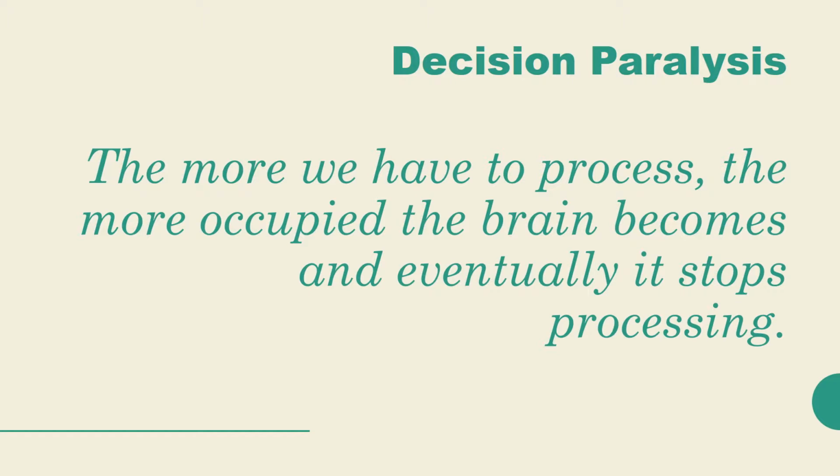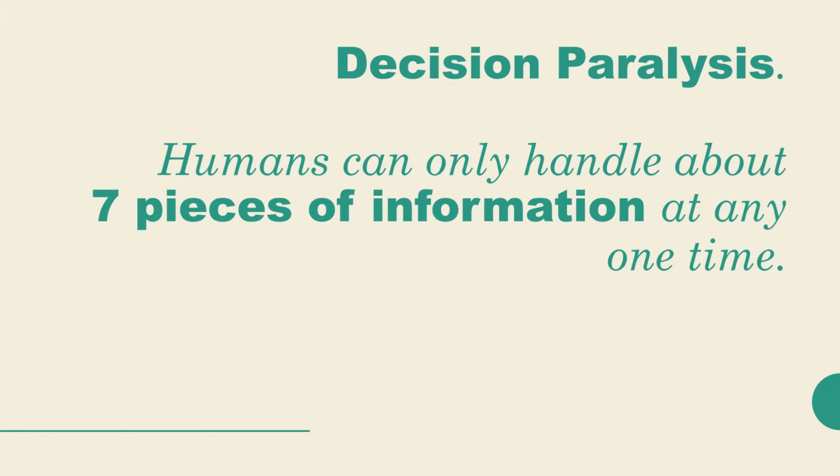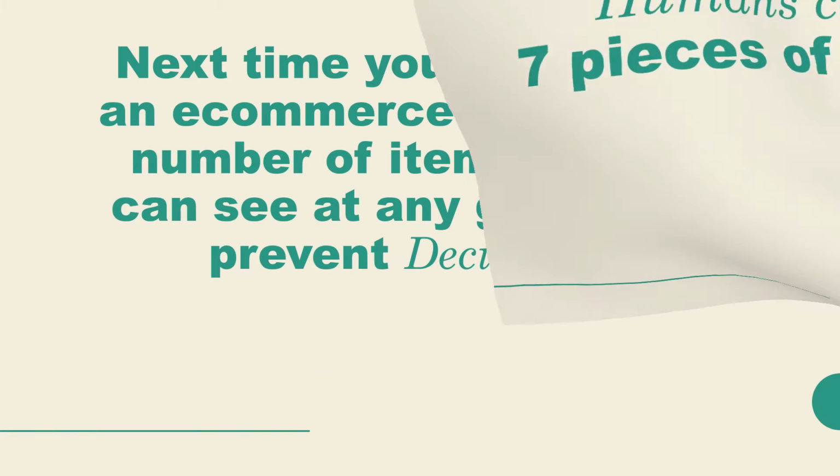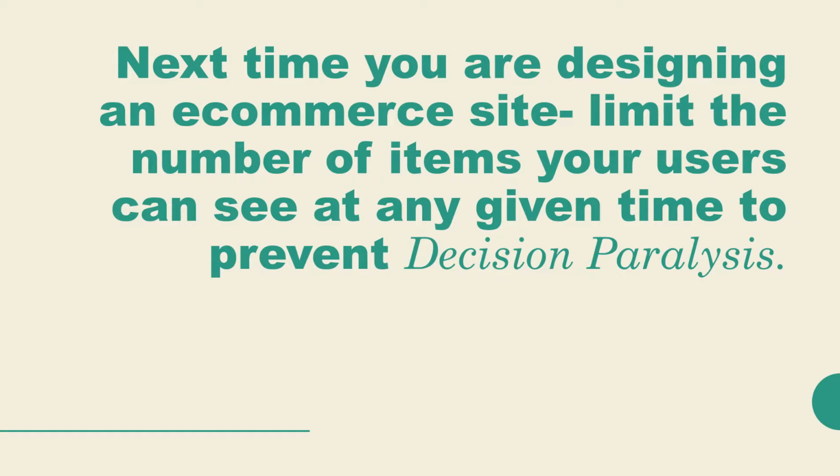Decision paralysis is the more that you have to process, the more occupied the brain becomes, and eventually it stops processing. Humans can only handle about 7 pieces of information at any one time. So next time you're designing an e-commerce site, limit the number of items your users can see at any given time to prevent decision paralysis.